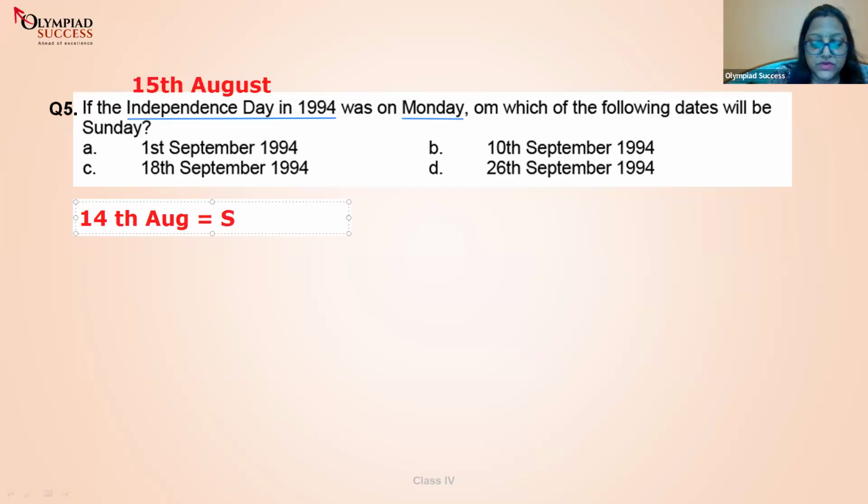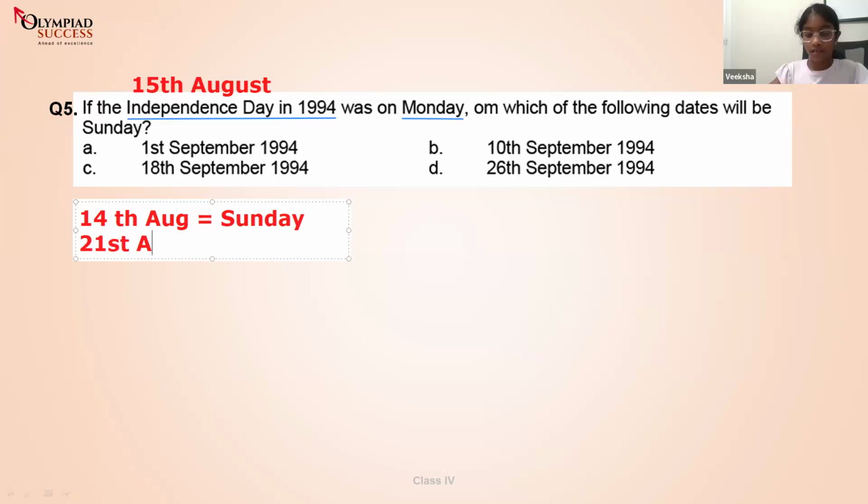14th August was Sunday. Now, when will you have the next Sunday? In that case, what are you going to do? Just 14 plus 7. Yes, that's correct. So the next Sunday would be on 21st, right? Yes. 21st August is your next Sunday. Next again, what will be the next Sunday?